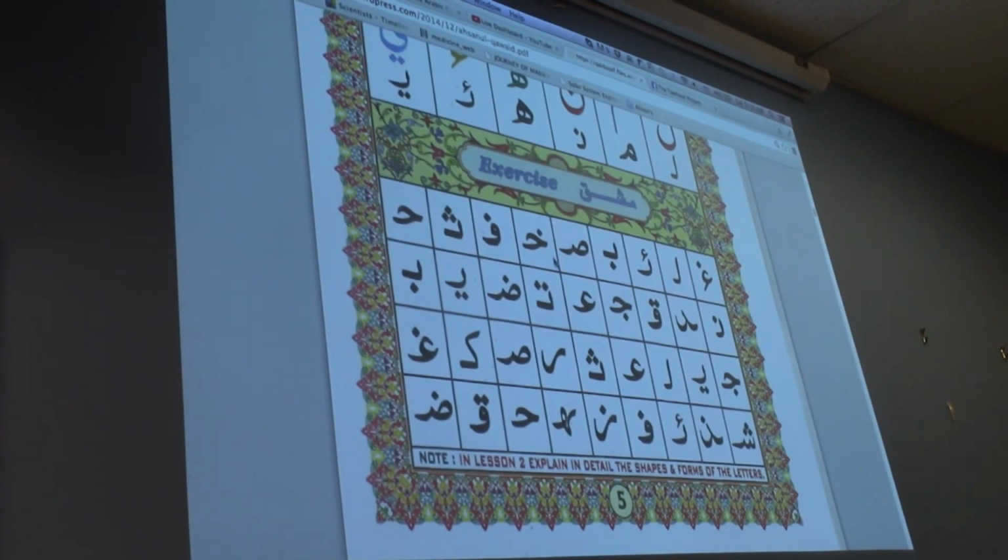If there are no dots, I would say what? No dots, I would say ha. Good. If there's one dot on the bottom, what letter would that be? Jim. Good. Alright? Then we have here the letter fa. Fa, with an F.